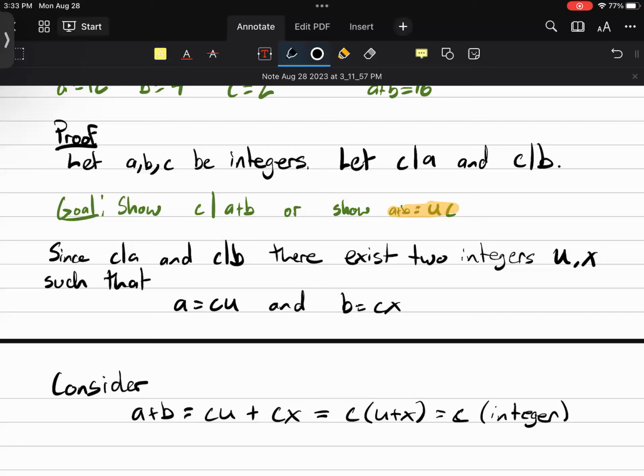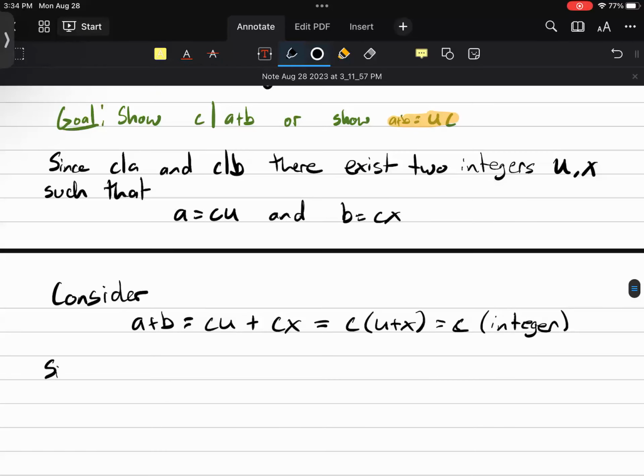So, now what can I say about C and the sum of A and B? Since I can look at A plus B and have it be C times some integer, we get that C divides the sum of A and B.